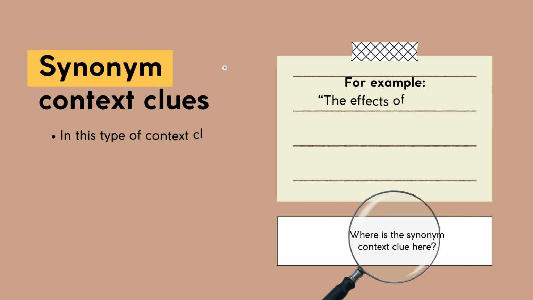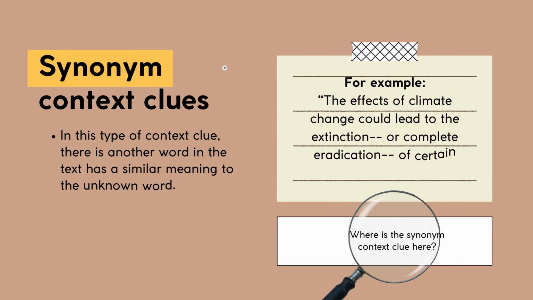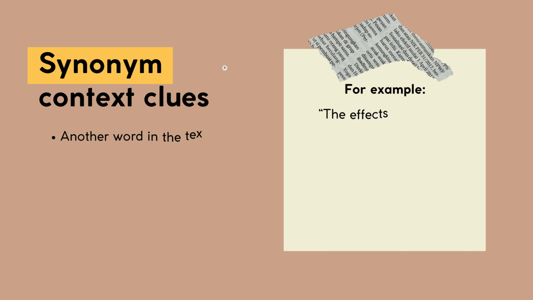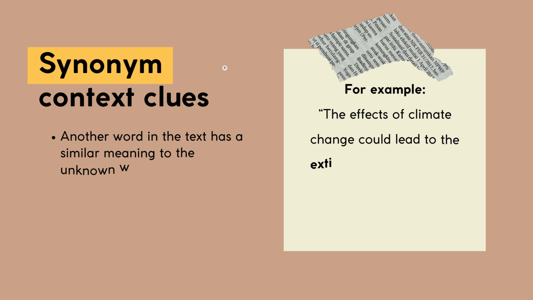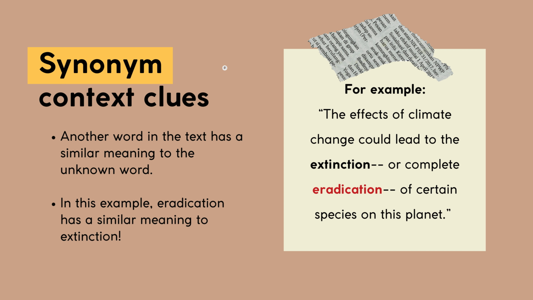Another context clue is synonym context clues. In this type of context clues, there's another word in the text that has a similar meaning to the unknown word. The synonym for the term extinction is in this sentence. Can you try and figure it out? What's the clue? Where is the clue here? Another word in the text has a similar meaning to the unknown word. In this example, eradication has a similar meaning to extinction. For example, the effect of climate change could lead to the extinction or complete eradication of certain species on this planet.